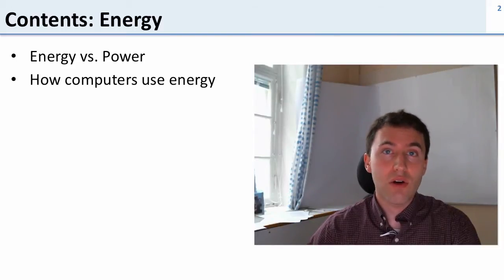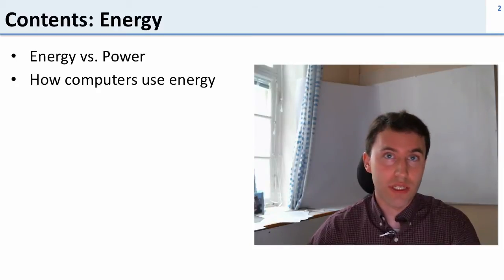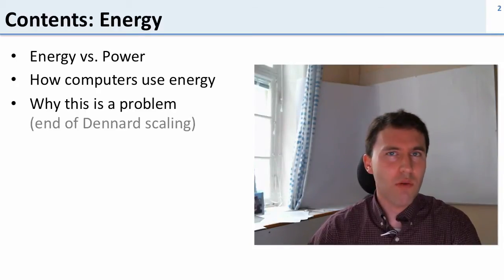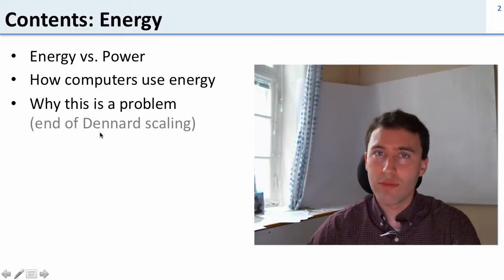We're then going to go into how computers use energy. So where does energy get burned when you have a processor these days? And we're going to talk about why this is a problem. And here you're going to run into something you may not have seen before, and that's a concept called Dennard scaling. You've probably heard of Moore's law, but you may not have heard of Dennard scaling, and you're going to see why it's a real problem that this has come to an end.